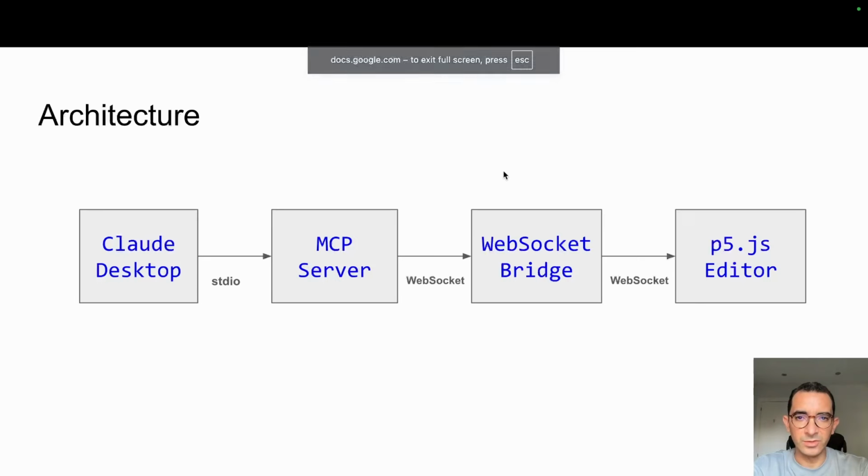Regarding the architecture, there are four elements. First is Claude Desktop. I will show you later how to do the setup for Claude Desktop. Then we have the MCP server, where we have the different tools that connect Claude Desktop to the P5.js editor. We have the WebSocket. WebSocket is an application that links the MCP server to the P5.js editor, and we have the P5.js editor, which is similar to the editor that I showed you earlier, but this version is AI enabled and works with Claude Desktop.